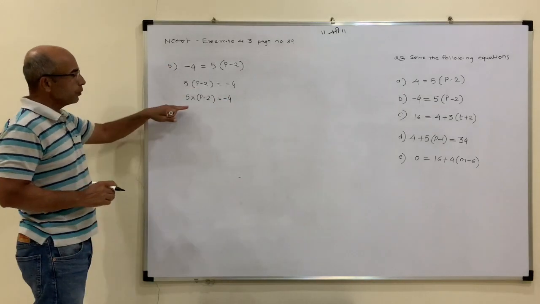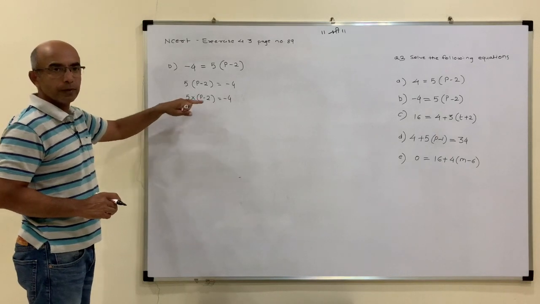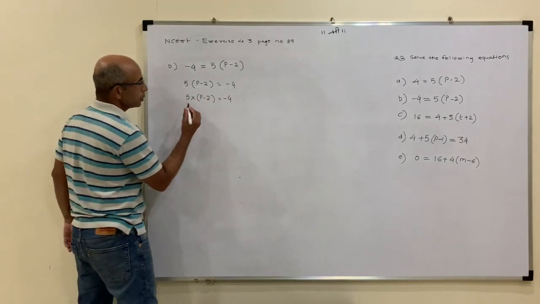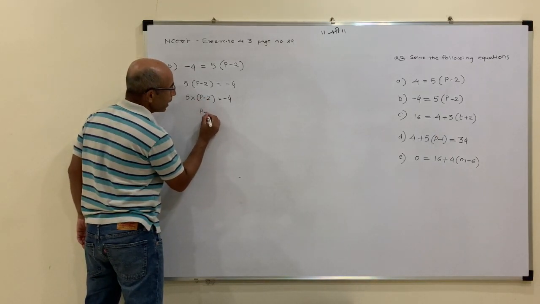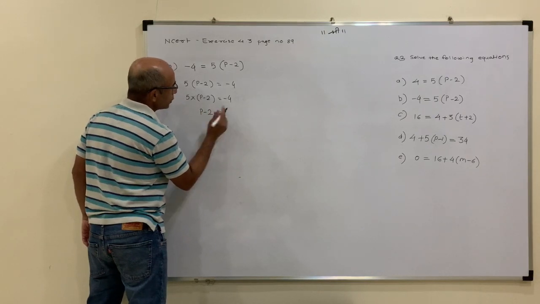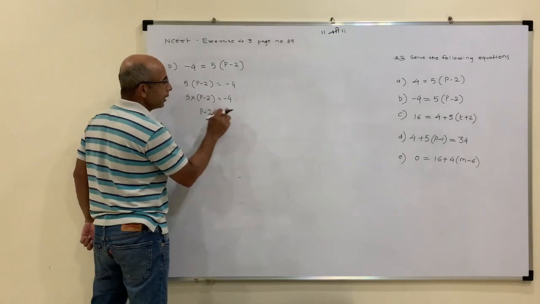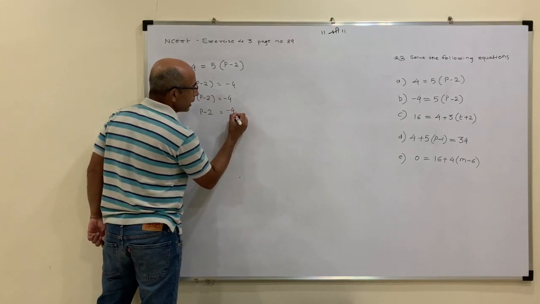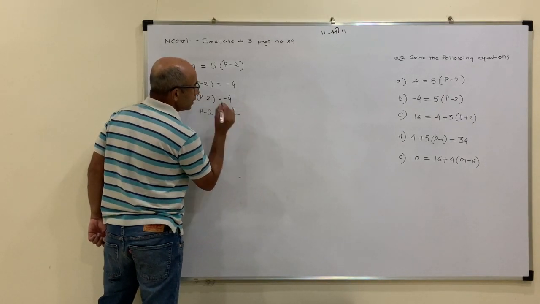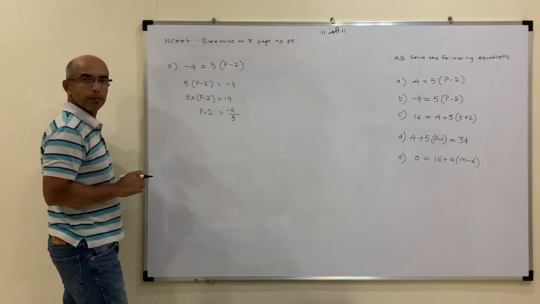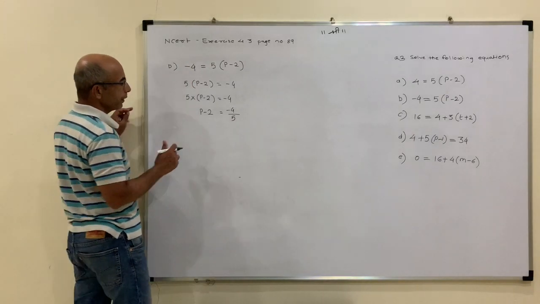Now I'll transpose the 5 from the left hand side to the right hand side. So my next step will be P minus 2 equals to, since 5 is multiplied on the left hand side, it will be divided on the right hand side when I transpose it. So my right hand side will be minus 4 divided by 5.